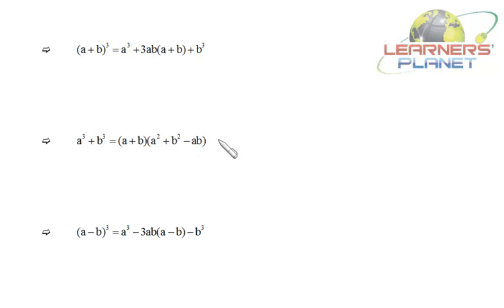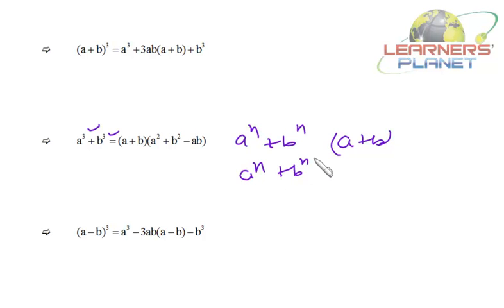So we just have to keep this in our mind: if aⁿ + bⁿ is there, where n is an odd number, then definitely a+b is a factor of the expression. And if n is an even number, then a+b will never be a factor. a+b is not a factor.